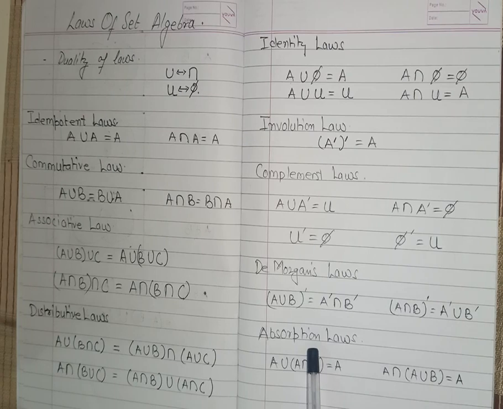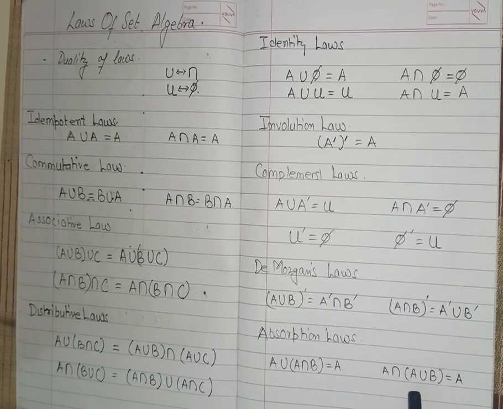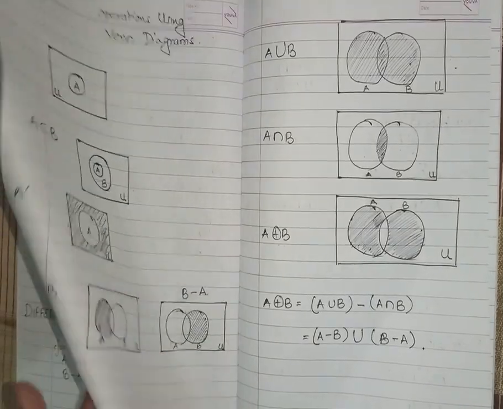Then last we have the absorption laws. A union A intersection B is equal to A, and then we have A intersection A union B is equal to A. Now, I have taken a couple of examples over here.